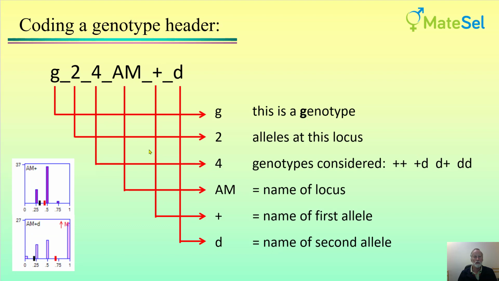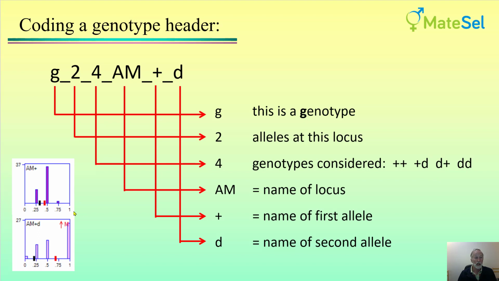Here's another example. AM is, I think, curly calf in cattle, and our allele names can be plus and D for defective potentially. But in this case, rather than 3, we've got 4 genotypes represented, so that we could have the 2 homozygotes, but also the heterozygotes separately represented. So if you have that information separately represented in your data, you can present it in a Matesel data set.